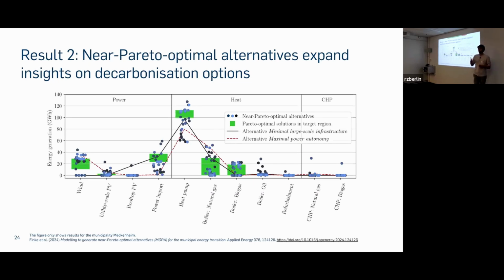This is a very similar figure to what you saw already. On the x-axis, we have different energy generation technologies. On the y-axis, we have their respective energy generation. And each dot refers to one near-Pareto-optimal alternative we obtained with this MGPA approach. What I want to highlight here is mainly three things that all have to do with these green shaded areas. These green shaded areas indicate what variable values we obtained by looking only at the Pareto-Front.